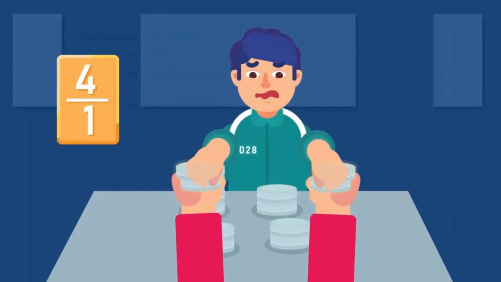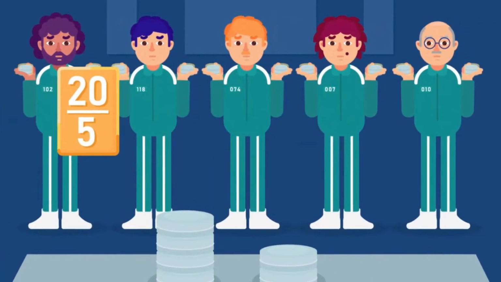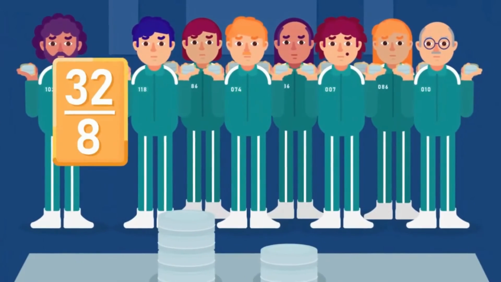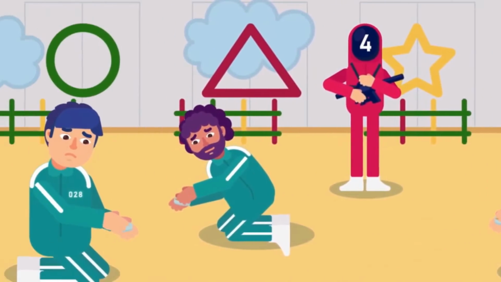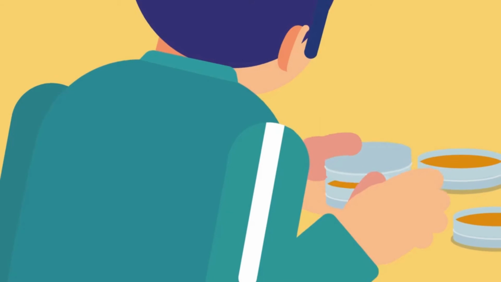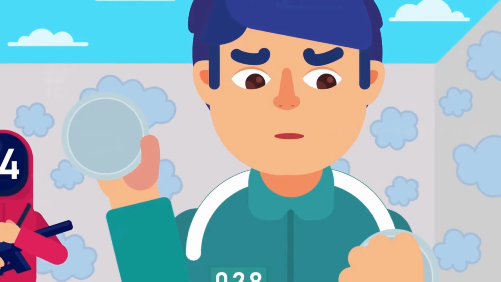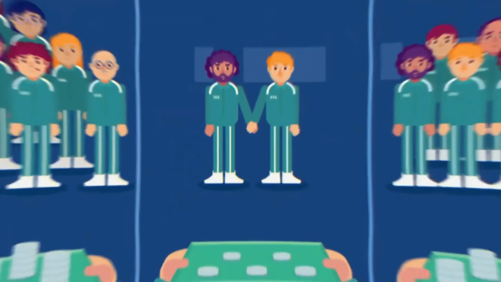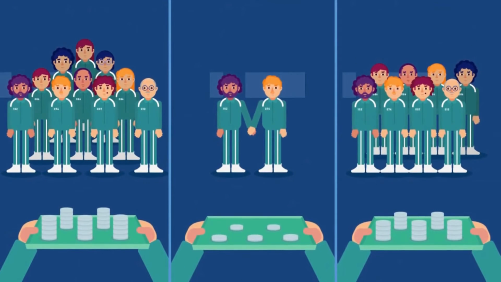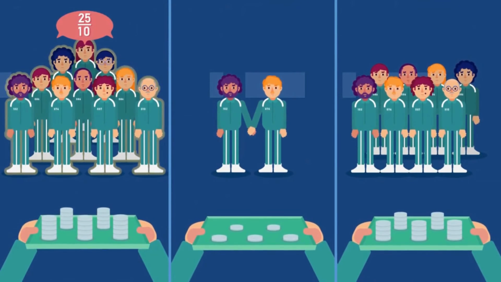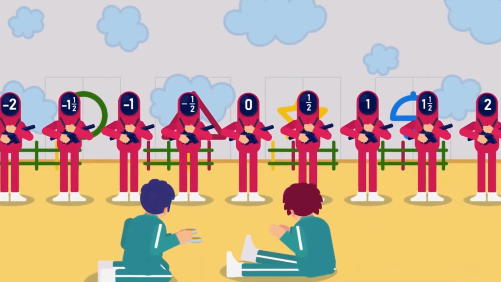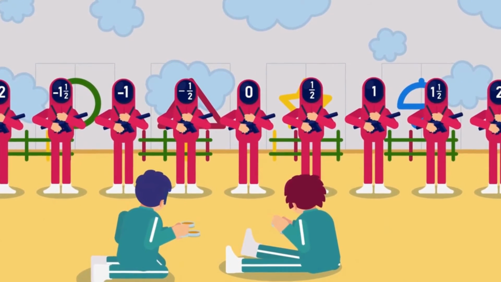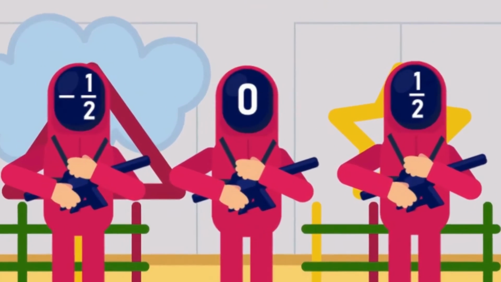4 as a fraction: 4 cookies per person, 20 cookies per 5 people, 32 cookies per 8 people. These are a few simple fractions by which we can represent the number 4. Now consider 2.5. Is 2.5 a rational number? Yes, it is, because it can be represented as 25 cookies per 10 people, 5 cookies per 2 people, 20 cookies per 8 people. Therefore, any number that can be represented as a simple fraction is termed a rational number. Now here is a special case.